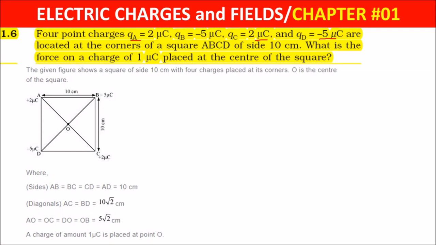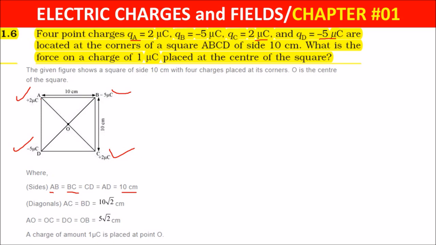So there are four charges, plus 2 microcoulomb, minus 5 microcoulomb, plus 2 microcoulomb, minus 5 microcoulomb, placed 10 centimeter apart from each other at the corners of a square. So AB is the side of the square, BC is a side of the square, all are equal, so 10 centimeter. Diagonals AC is equal to BD because both are diagonals of the square.